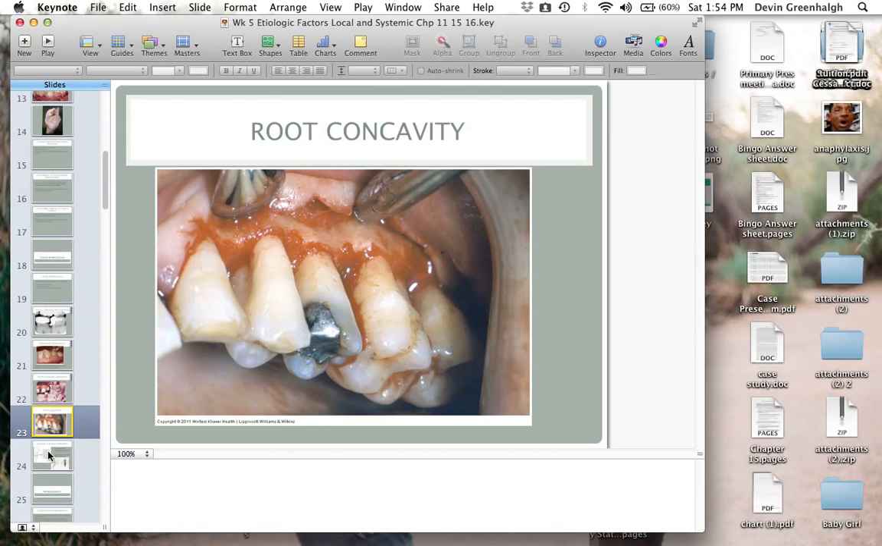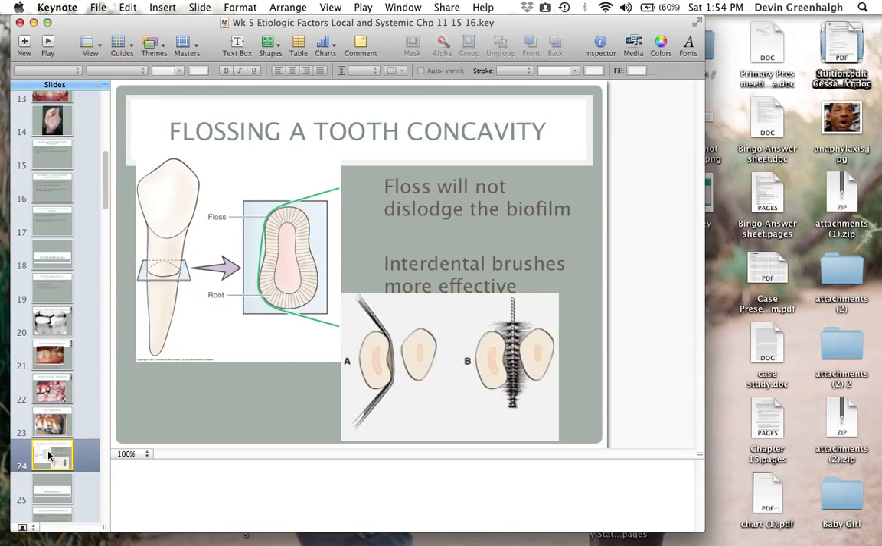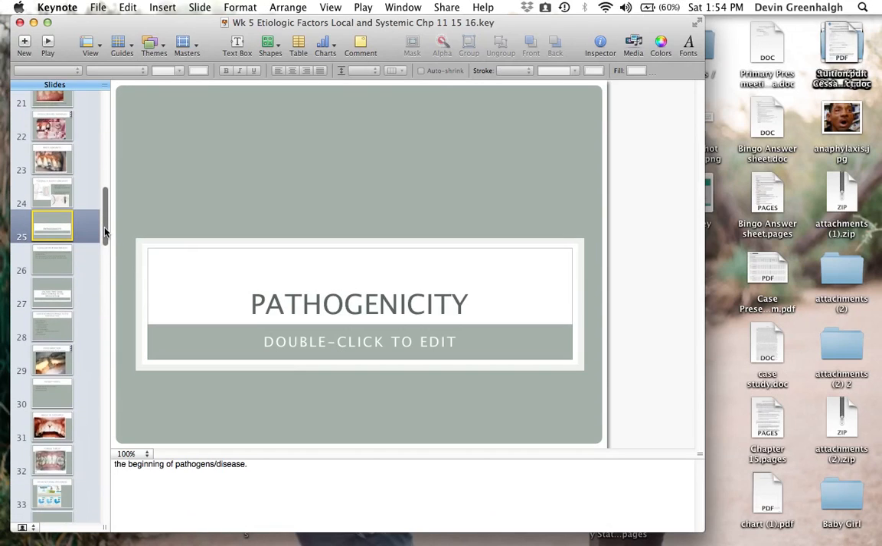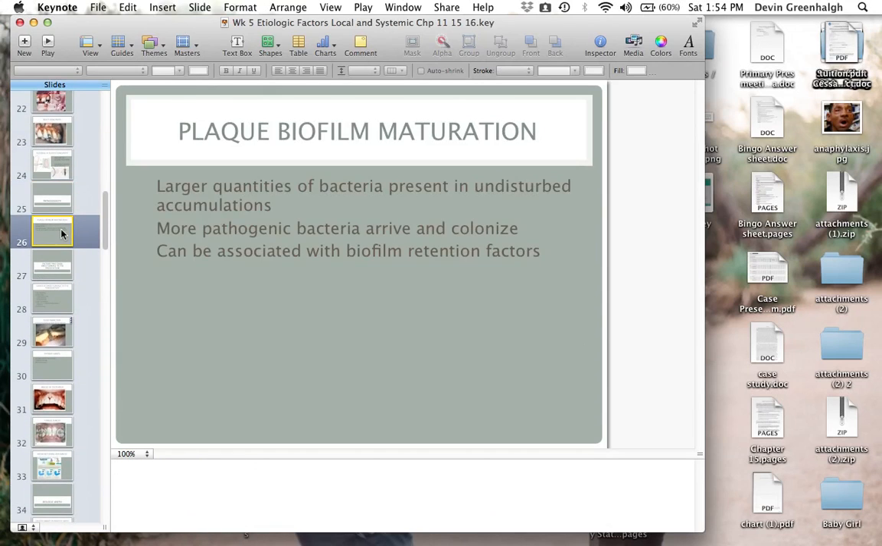Root concavities, those also can hide biofilm. They're hard to reach, especially because flossing does not dislodge the biofilm in root concavities. You need an interdental brush to be more effective. Pathogenicity, or the beginning of pathogens and disease. Plaque biofilm maturation: large quantities of bacteria present in undisturbed accumulations. More pathogenic bacteria arrive and colonize and can be associated with biofilm retention factors.